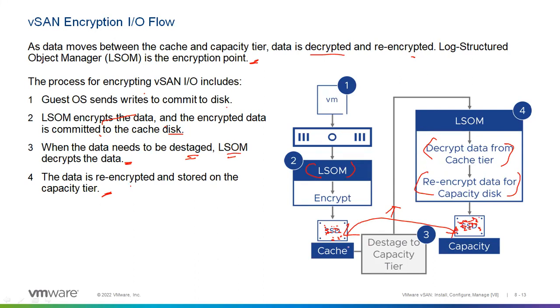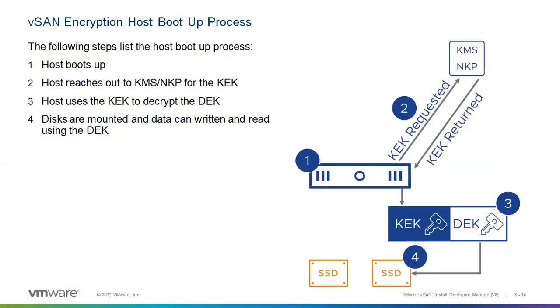But the data traveling from here to here is in decrypted format. Whenever my data is written from cache to capacity, that is the decrypted format. The data residing inside my cache drive is encrypted, then it is decrypted again, then re-encrypted and put on the capacity drive. That's the internal mechanism, how it works.